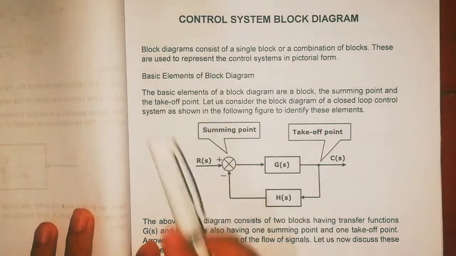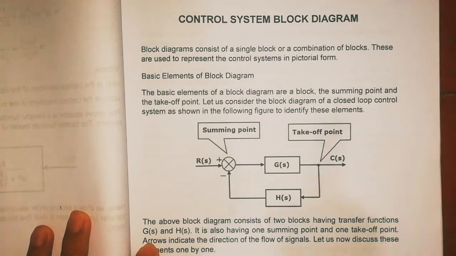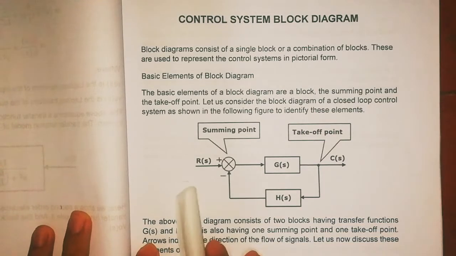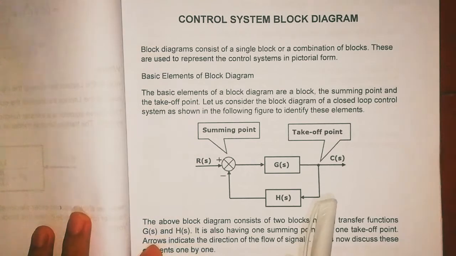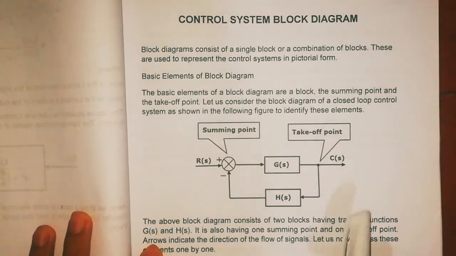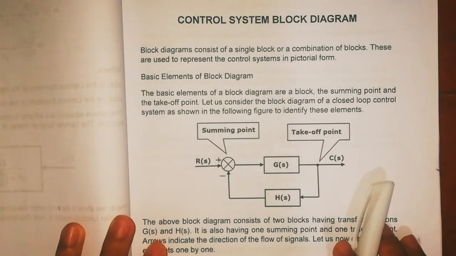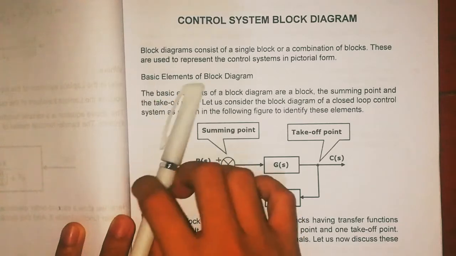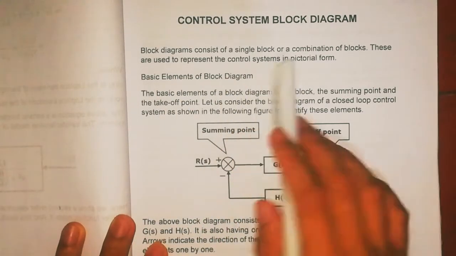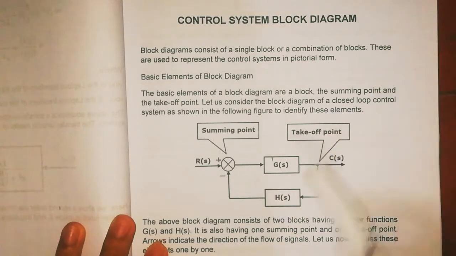Next topic natin is about control system block diagram. So, meron tayong block diagram. Familiar na kayo dito, ito ay closed loop control system na block diagram. So, block diagram consist of single block or combination of blocks. These are used to represent control system in pictorial form.